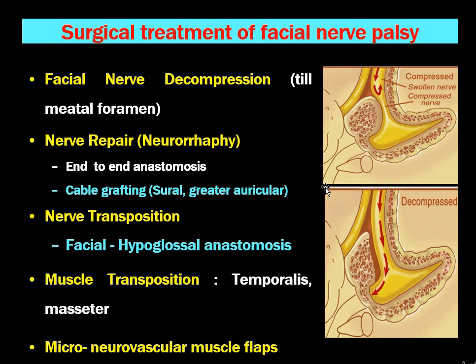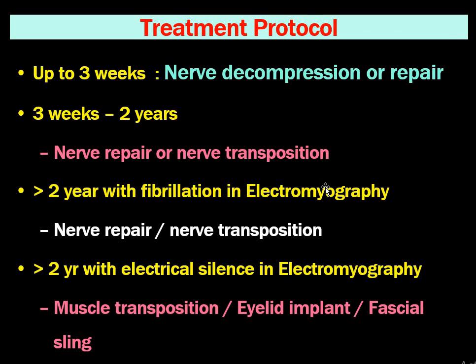Now, what should be the treatment protocol? When the patient presents within 3 weeks, nerve decompression or repair is the best option. When the patient presents from 3 weeks to 2 years, we can do nerve repair or nerve transposition. For more than 2 years with fibrillations in electromyography, go for nerve repair or nerve transposition. For more than 2 years with electrical silence in electromyography, so no movement, go for muscle transposition or eyelid implant, static procedure, or facial sling. The static procedures have to be done when the patient presents after 2 years.